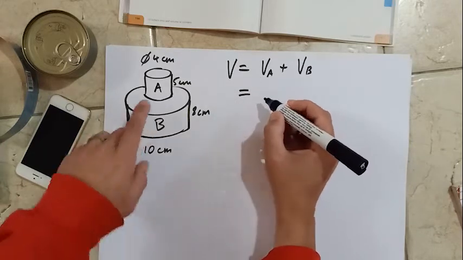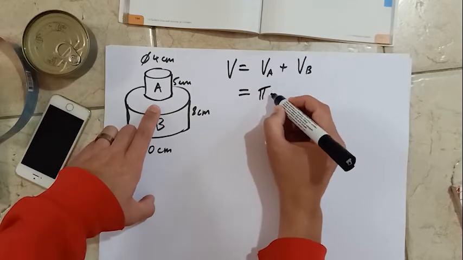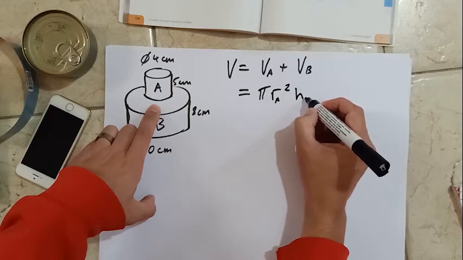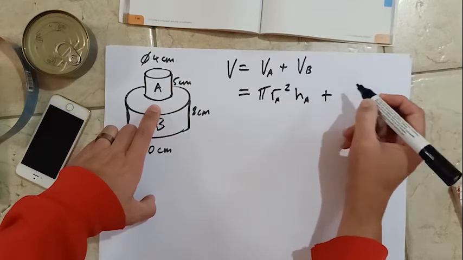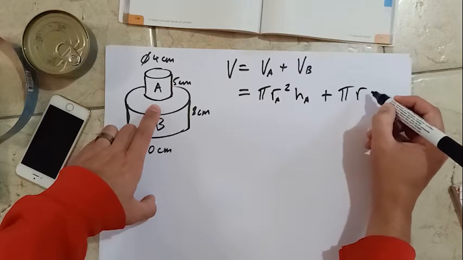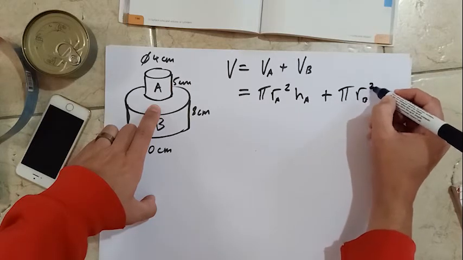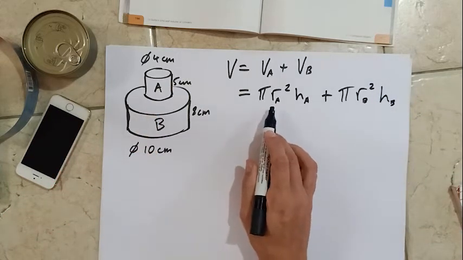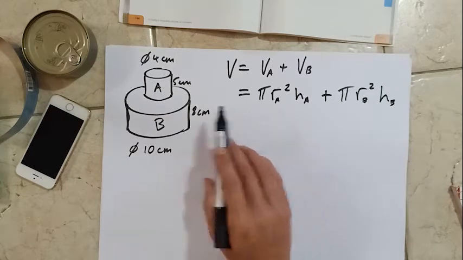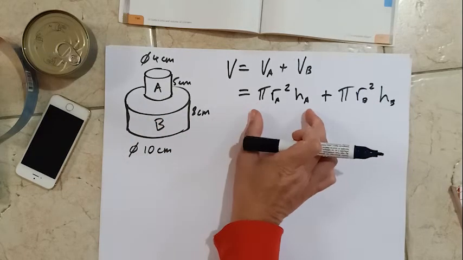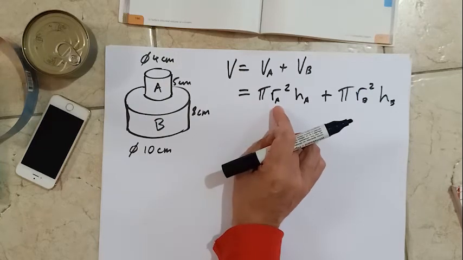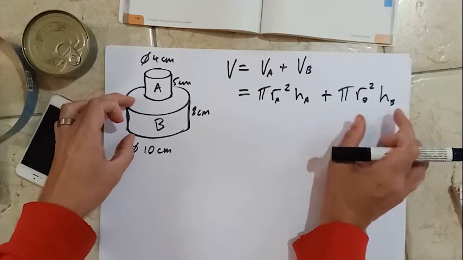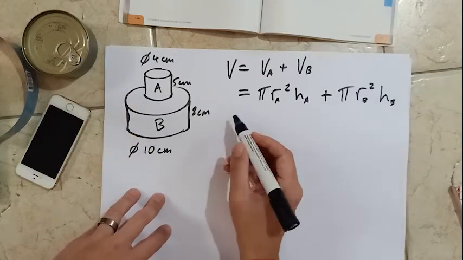So the volume of A is pi r A squared h A plus pi r B squared h B. Whenever we refer to a radius or a height, we know whether we're talking about A or B. So this is the volume of A, pi r squared h, where r is the radius of A and h is the height of A. And this is pi r squared h for B, the radius of B and the height of B. And then we can pop the numbers in.